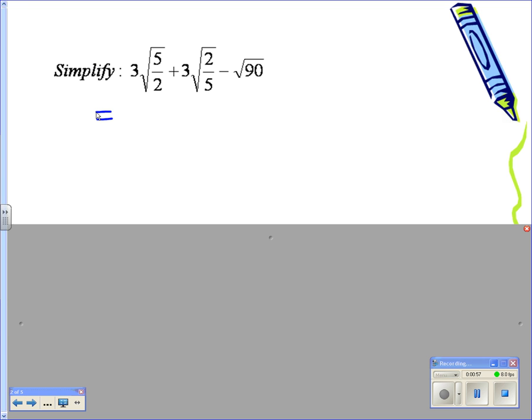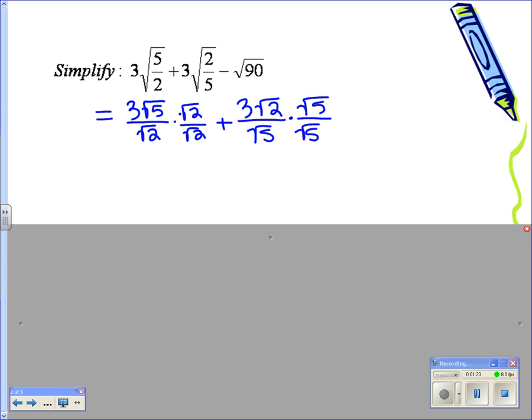What are you going to need to do first? Okay, and then what? Yeah, and then plus what? 3 squared roots of 2 over what? What am I going to multiply this one by? Does that make sense? All right, for the square root of 90.